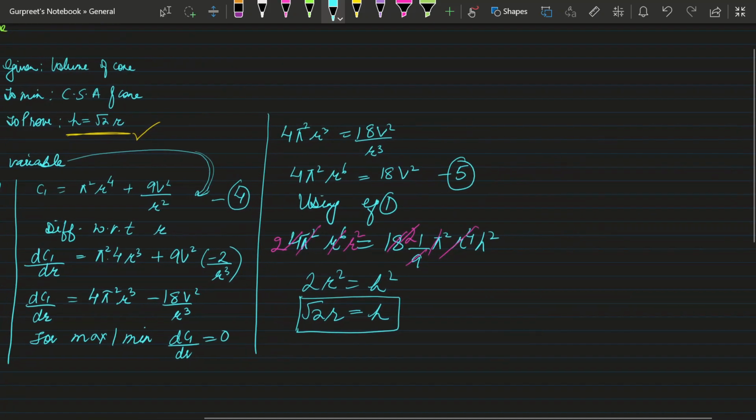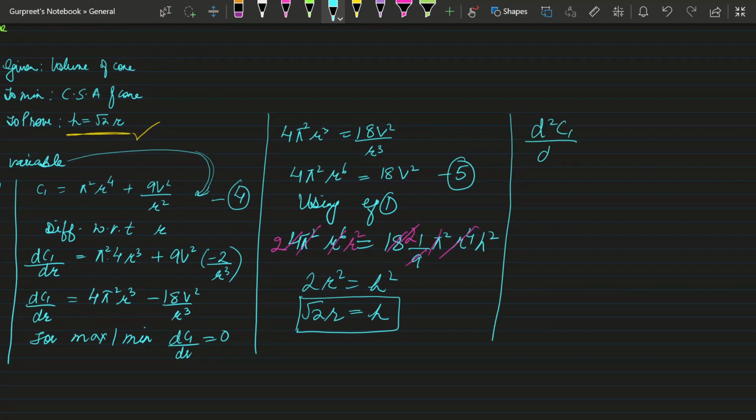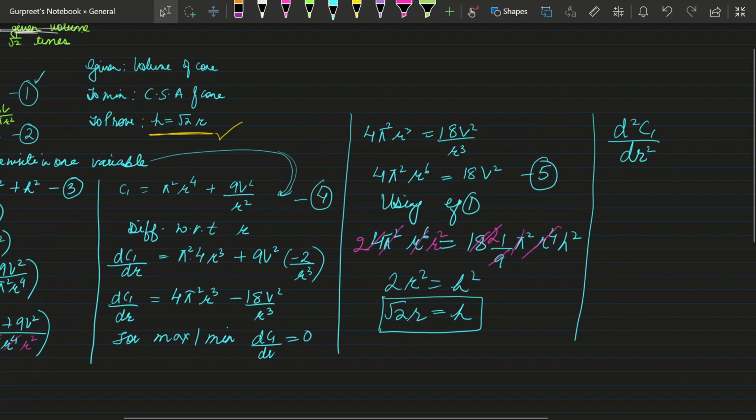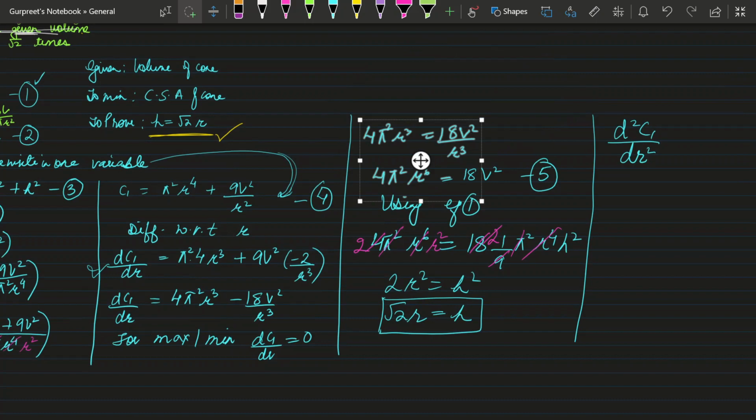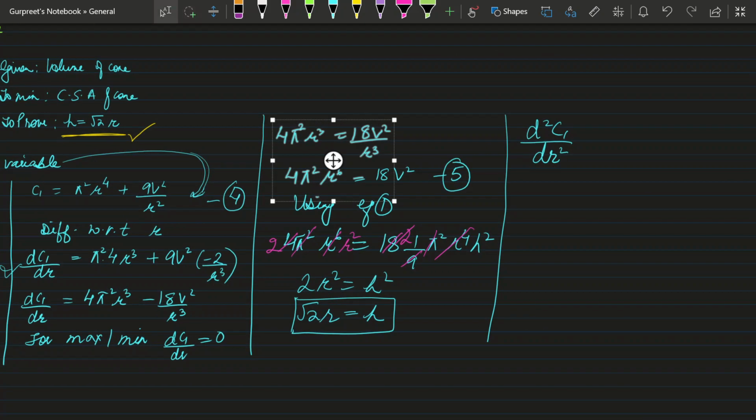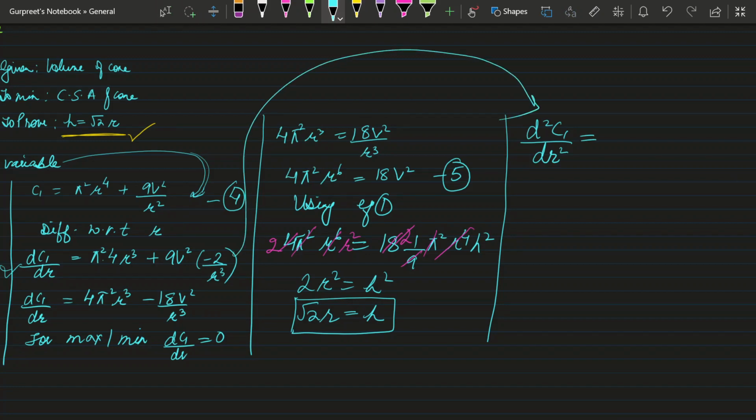It means you will do the double derivative. So I am differentiating this again. I am doing d2C1 upon dR square. I'm differentiating this equation over here. All right, so I'm rewriting this. This one is differentiated, right?